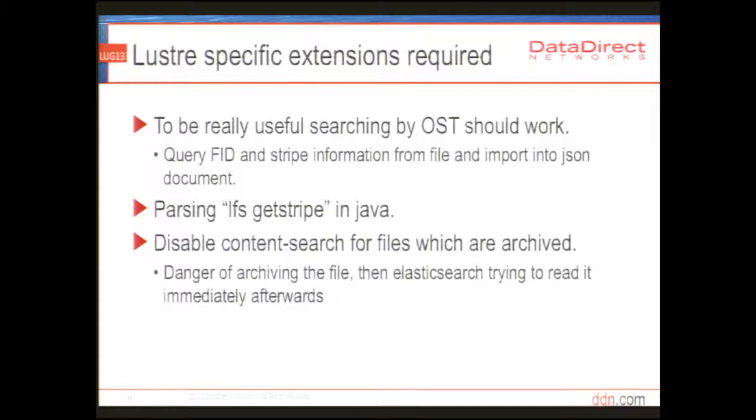There are Elastic-specific extensions which would be easy, but we didn't actually implement them. We put the fid in the JSON document. That wasn't so difficult. It would be very, very easy to call lfs getstripe, pass that in, and extend the JSON document to include the striping information to allow queries by OST location. I know that's an interesting thing for a lot of people.